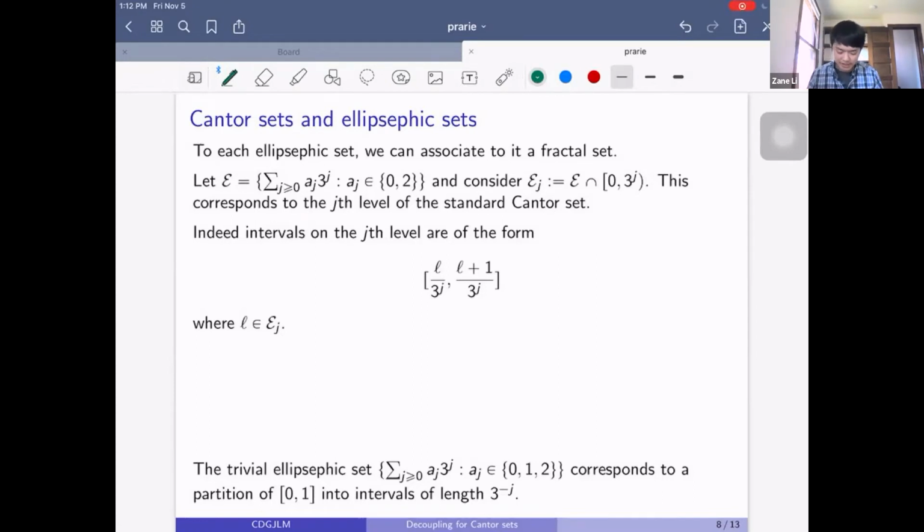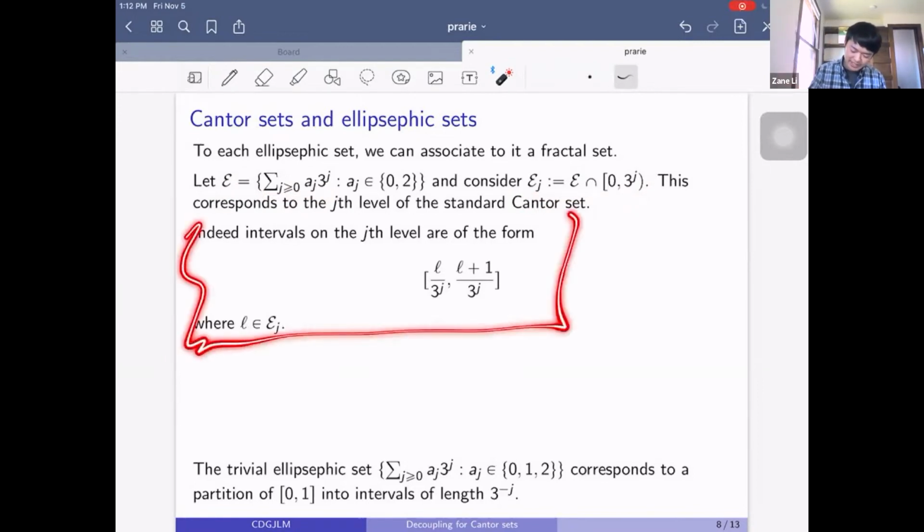So to talk about this, let's now think about the standard Cantor set and its associated ellipsephic integers. So here, and for only this slide, E will be the set of integers that, when written in base 3, have digits 0 and 2. And let's consider EJ. So EJ is the collection of integers that, when written in base 3, have only j digits, and each digit is 0 or 2. I claim that this corresponds to the jth level of the standard Cantor set. And indeed, you can work this out and write it out this way.